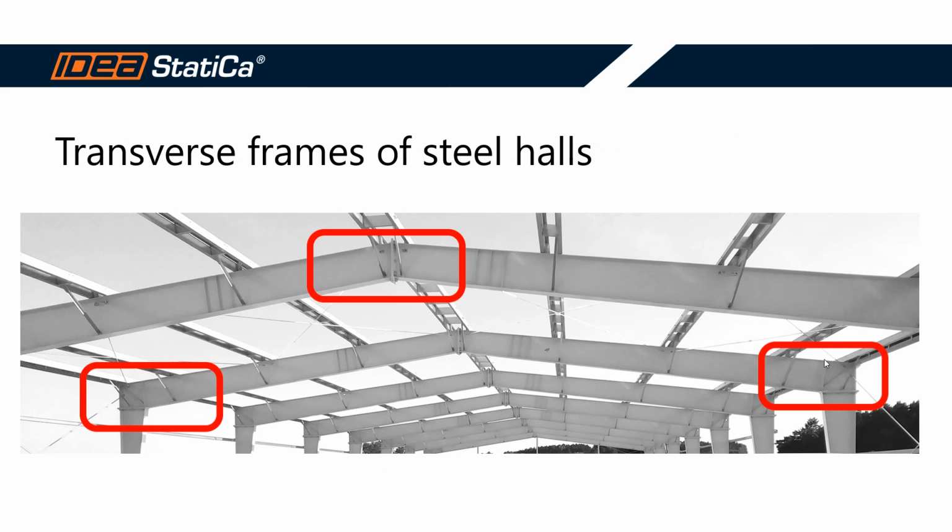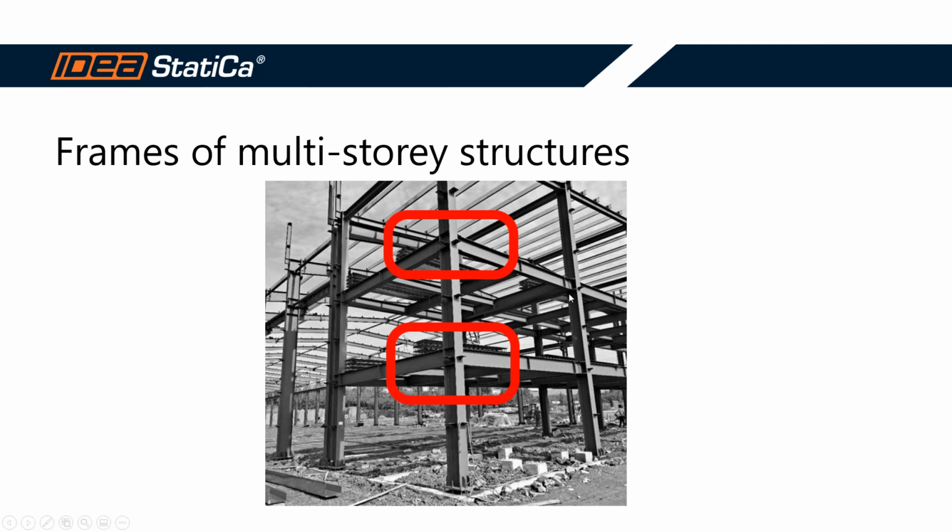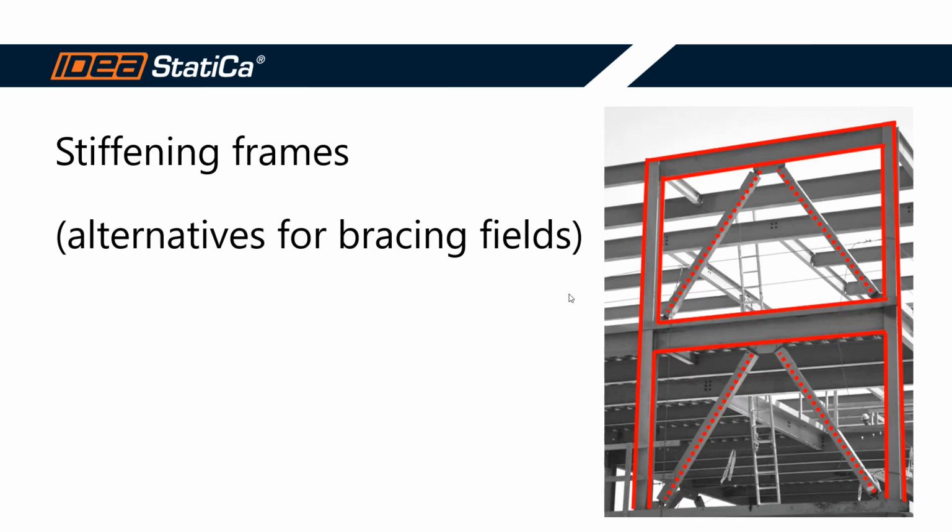Here we can see some steel frames, the main frames of some steel hall, and we have two types of moment connections here. Here we can see frame corner, a moment connection near the eave, and also the second type here in the ridge. As a second type of use is in multi-story structures like administrative structures or parking lots. Next type could be stiffening frames as an alternative for typical bracing field. So in the picture we can see some diagonal bracings here, but if we don't have an option to use them, we can use moment resisting stiffening frames instead.